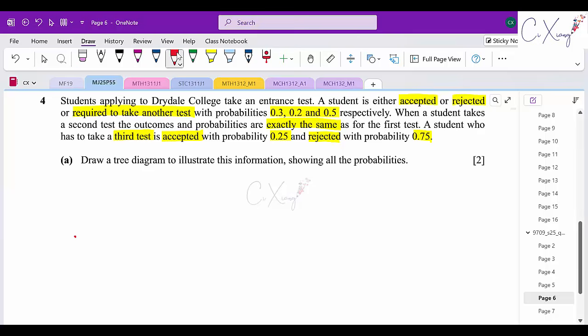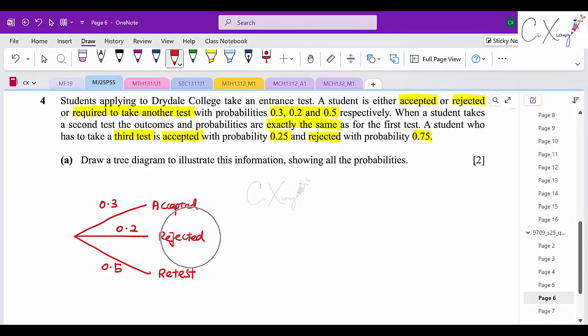Okay, when the student takes the first test, the result will be one of 3. It can be accepted, it can be rejected, it can be retest. I put it as retest. Okay, so the probability of accepted is 0.3, rejected is 0.2, retest is 0.5. So this is the result that we get after the first test. That means you've already taken the first test and this is the result that you might have.